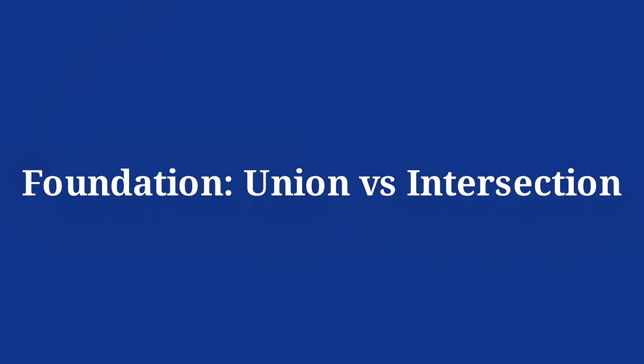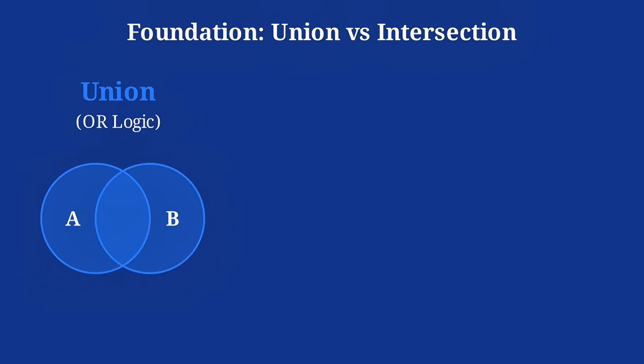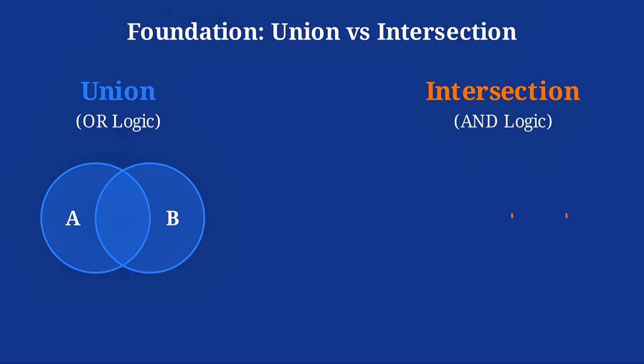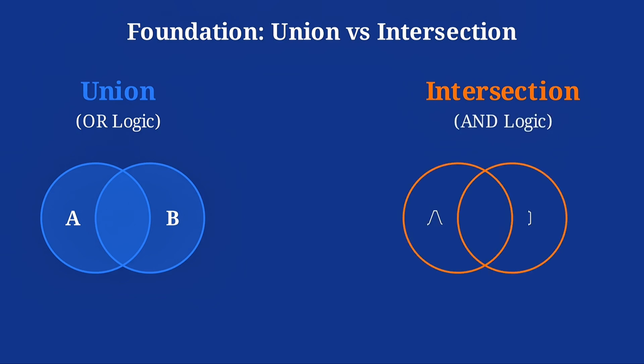Now, let's build our foundation by comparing union and intersection. In our last lesson, we learned about union. Remember, union is based on OR logic. It combines everything, anything in set A, or in set B, or in both. Intersection, our topic for today, is based on AND logic. We aren't looking for everything. We are only looking for the elements that are in both sets at the same time. It's just this overlapping, shared region.